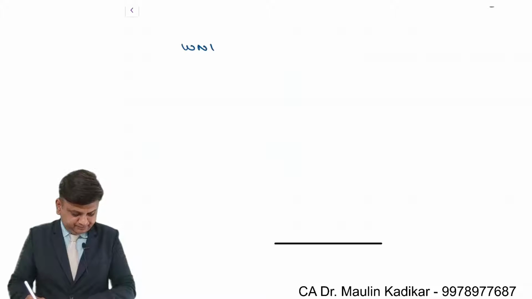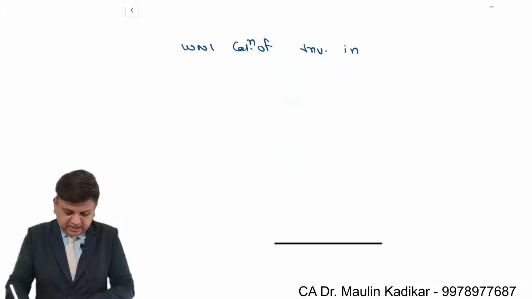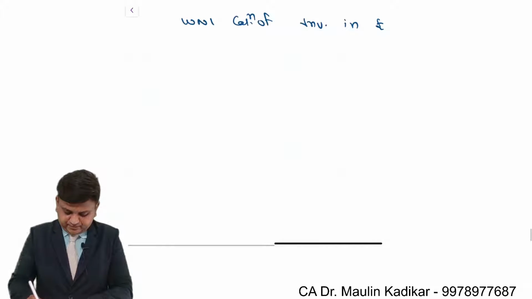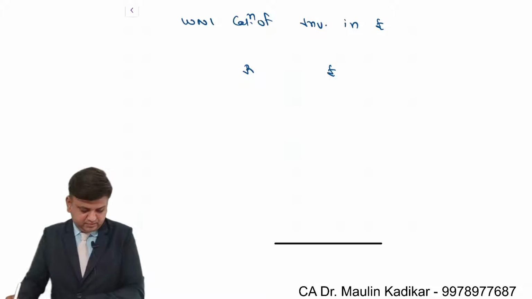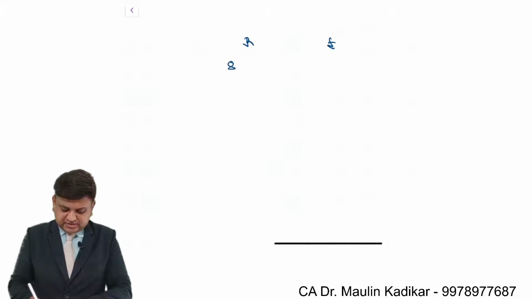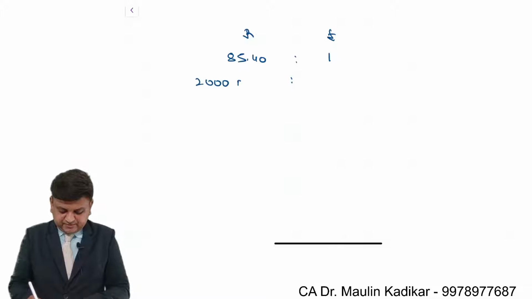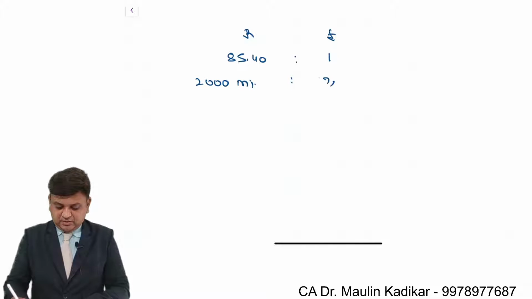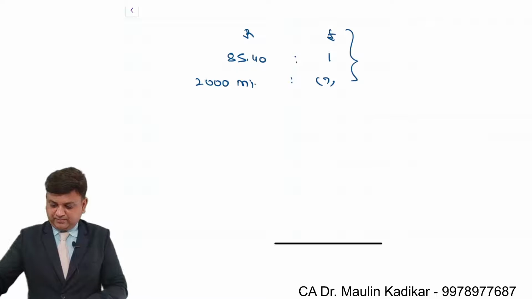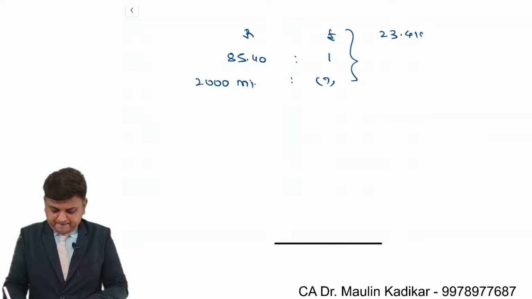Working note number 1, calculation of investment in pound currency terms. Rupees and pounds. The spot exchange rate is 85.4 rupees per pound. So the 2000 million rupees investment is equal to 23.4192 million pounds.